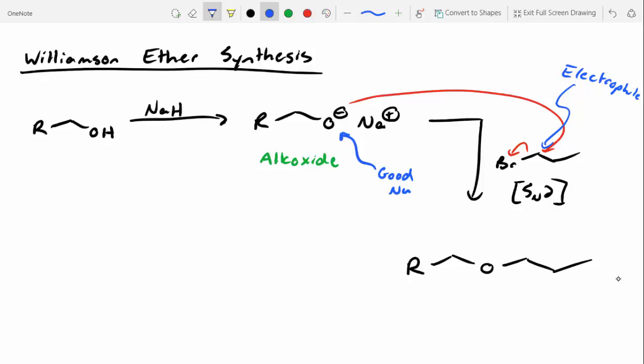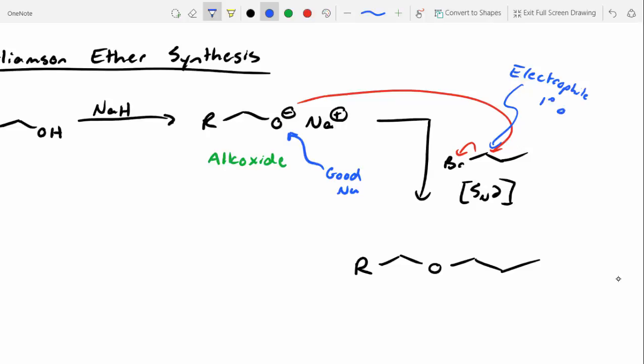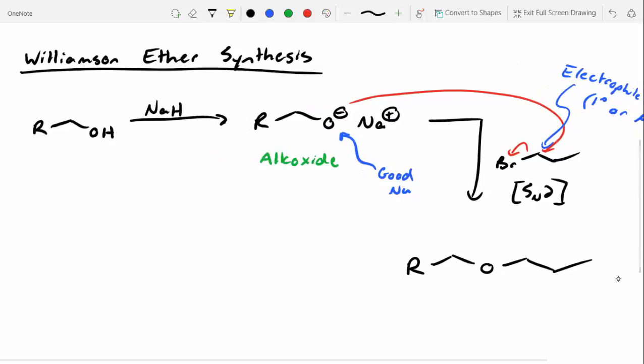Why don't you normally see it with secondary carbons? Yeah, exactly. It prefers elimination with secondary carbons. Therefore, we tend to use primary or methyl electrophiles when we're doing a Williamson ether synthesis to avoid that E2 side product. You might occasionally see it with secondary, but there's a good chance you're going to get a major E2 component out of the reaction. All right. We also know another way of making ethers. So let's review one of our old methods.